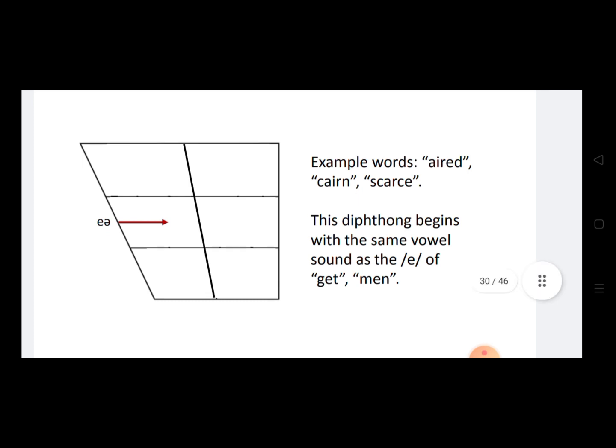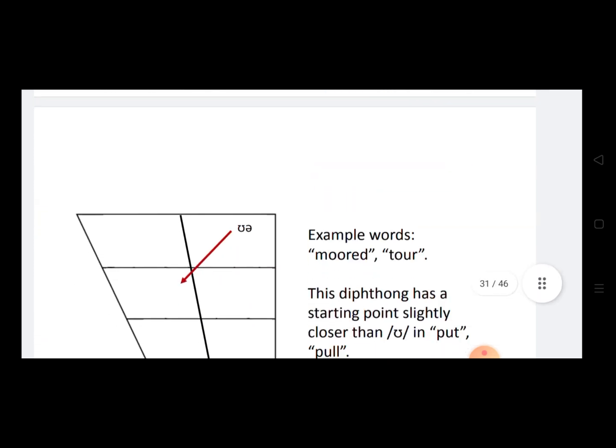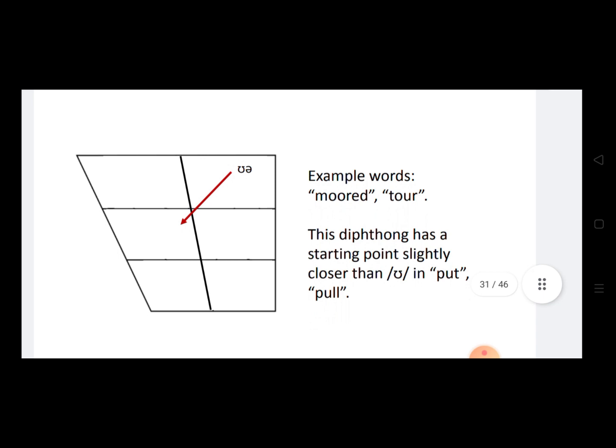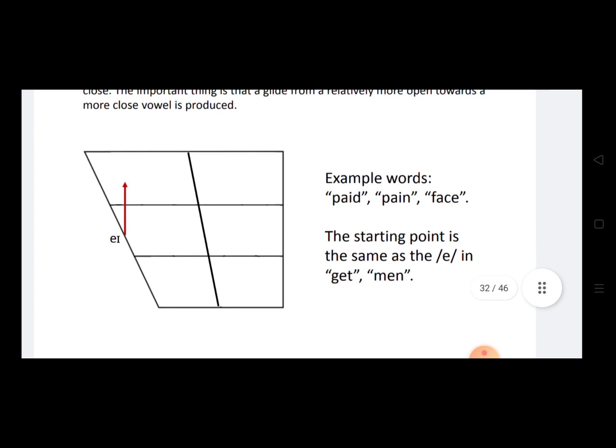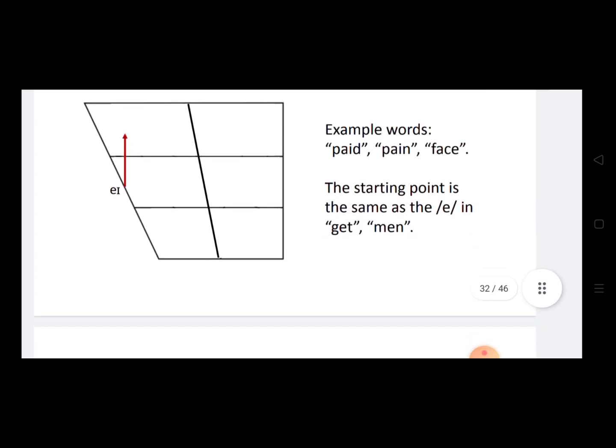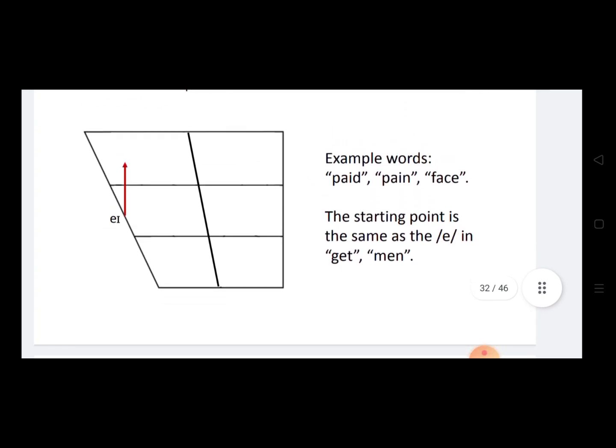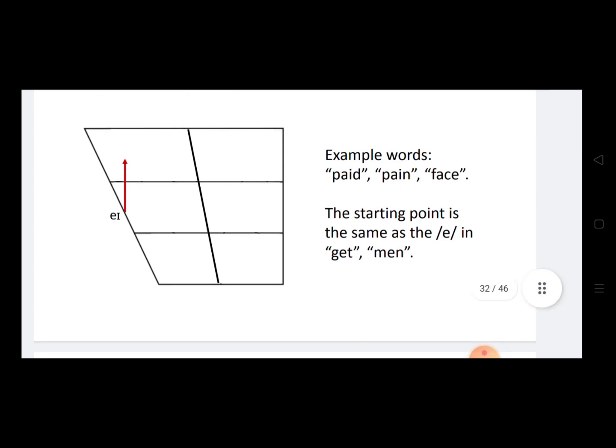These diphthongs begin with the same vowel sound as a in men. And another diphthong is ua. An example is tour, and this diphthong has a starting point slightly closer than u in put. And this is ei. Example words are pain, pays. The starting point is the same as e in get, men.